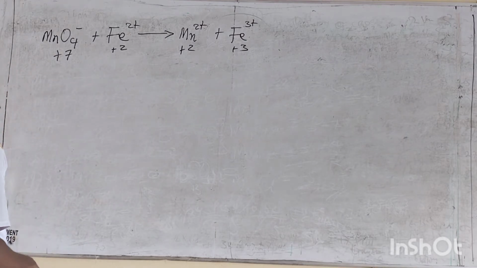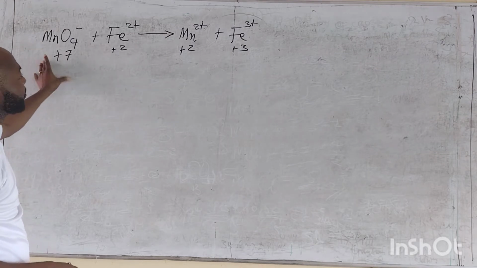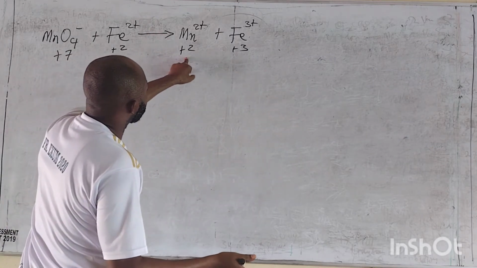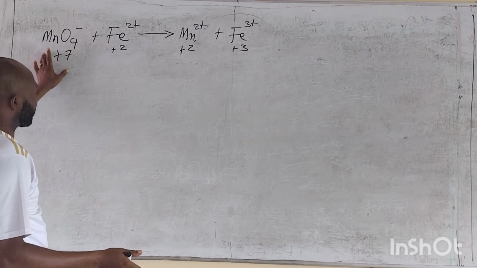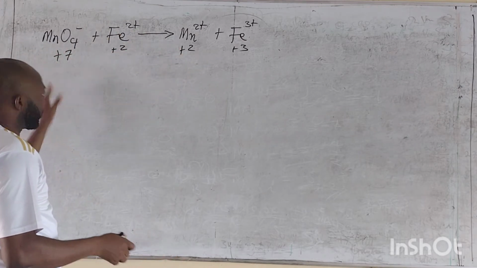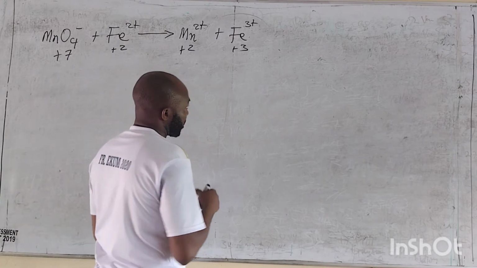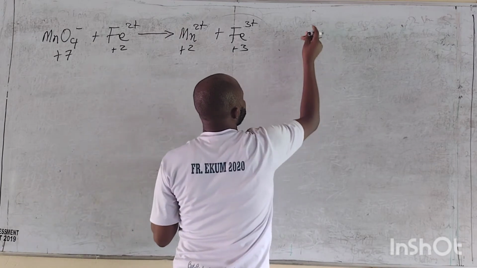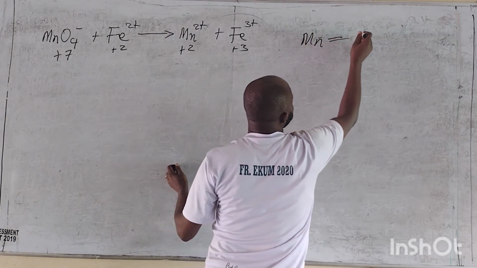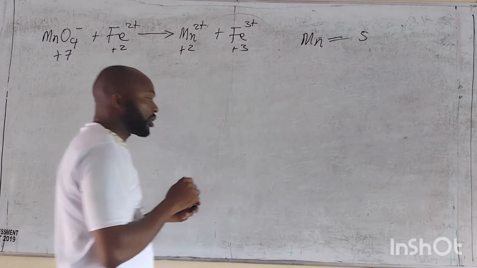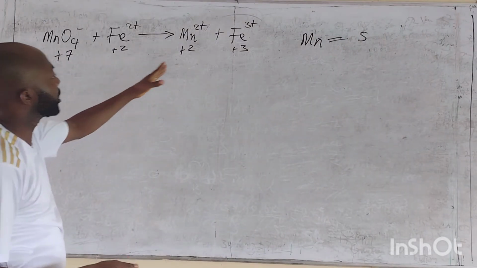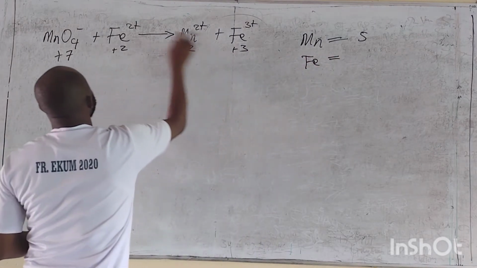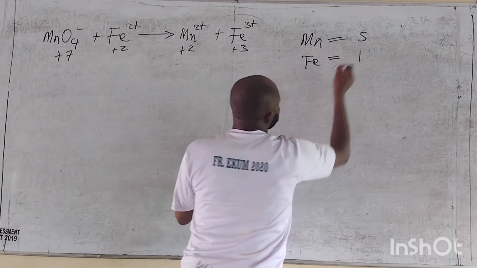Now the next thing is, we're dealing with manganese here, manganese here, and iron. From the product side, we have +2. From the reactant side, we have +7. So 2 minus 7 gives us what? 5. Ignore the charge, so we call it 5. It's supposed to be -5, but it's +5, you ignore the charge. For the manganese, we have 5. Now this side is 3 for iron, so 3 minus 2 is equal to 1.